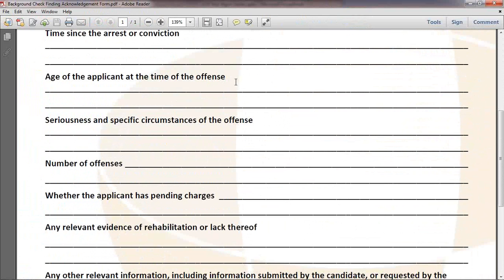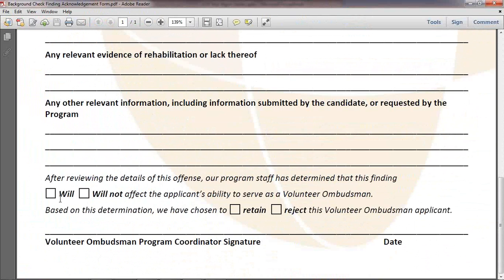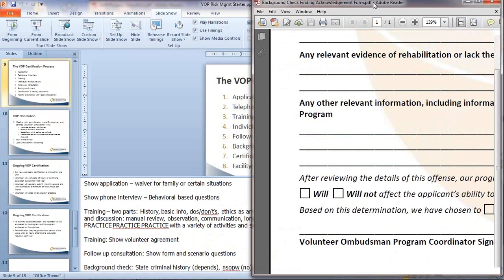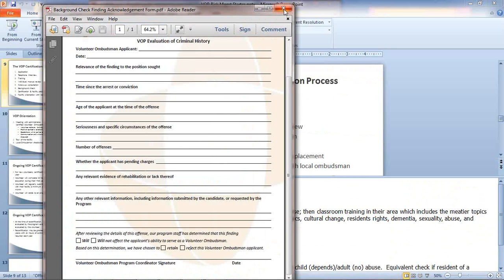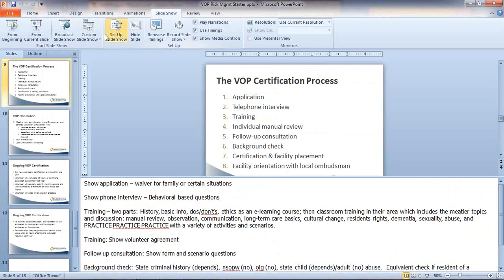How old was the applicant when it happened? Is it a long rap sheet or is it just one thing? Have they been through any kind of rehabilitation course, paid the fine, whatever? And then we sign off on whether it will or will not affect their eligibility in the program. We also provide a copy of this in our policy to the folks that are excluded because of their background check policy.